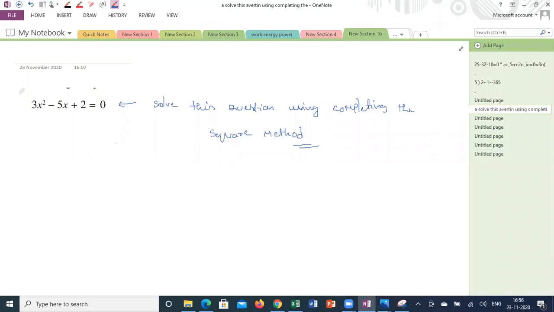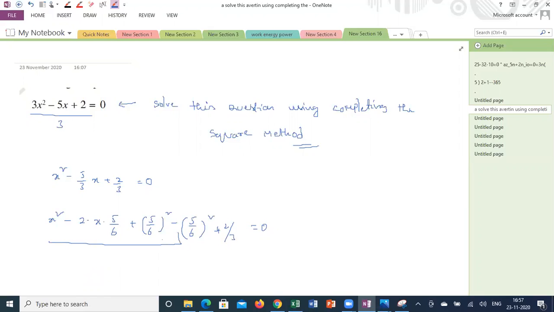What is the meaning of the completing the square method? Divide the whole equation by 3. X square minus 5 by 3x plus 2 by 3 is equal to 0. This can be written as x square minus 2 into x into 5 by 6 plus 5 by 6 whole square minus 5 by 6 whole square plus 2 by 3 is equal to 0.